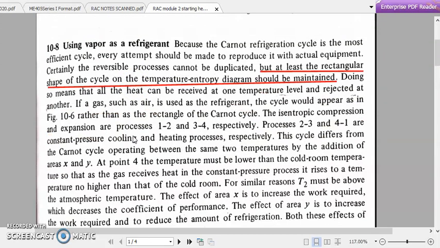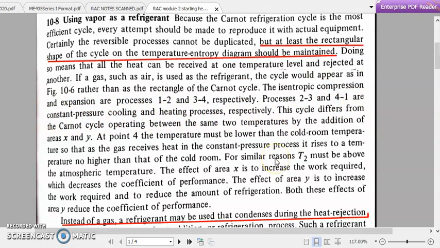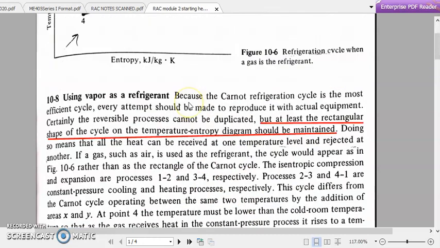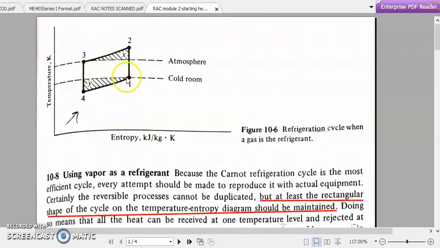So how can we at least represent a rectangular shape in the TS diagram? The isentropic compression and expansion processes are 1 to 2 and 3 to 4, and the processes 2 to 3 and 4 to 1 are the constant pressure cooling and heating processes respectively. So how is this air refrigeration system different from a Carnot refrigeration cycle?